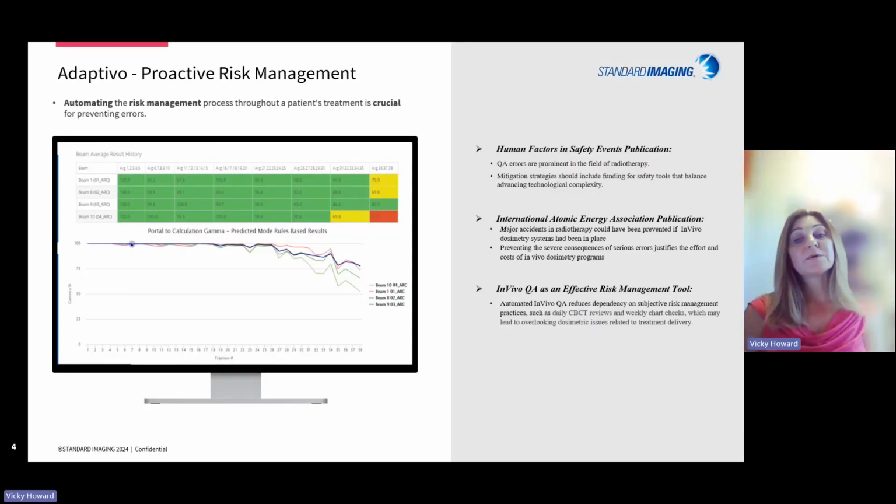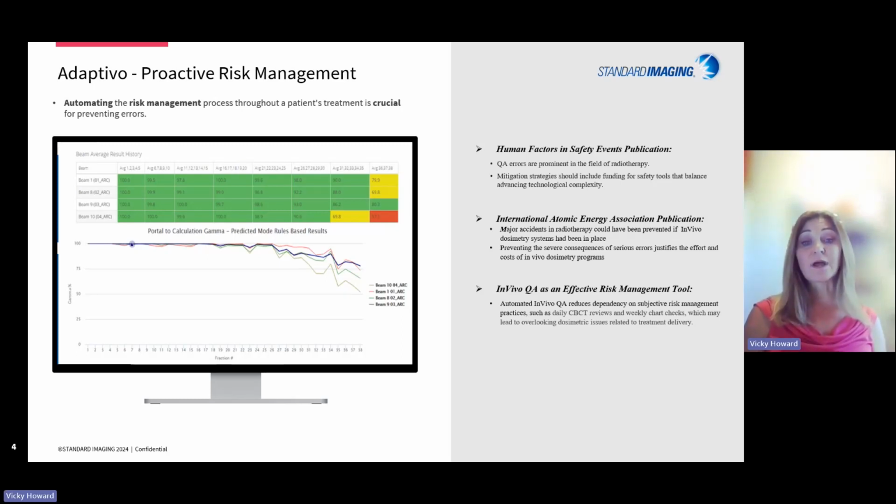So the Adaptivo EPID dosimetry solution really is a useful tool for managing the increased risks that we're seeing in advanced radiation oncology treatment these days. Again, highly conformal treatments, doses are higher, fractionation is shorter. So we need to be able to react to deviations to really manage the risks that we see now. Automating the risk management process throughout a patient's treatment is now recommended as it plays a crucial role in preventing errors. The data out there is showing this.